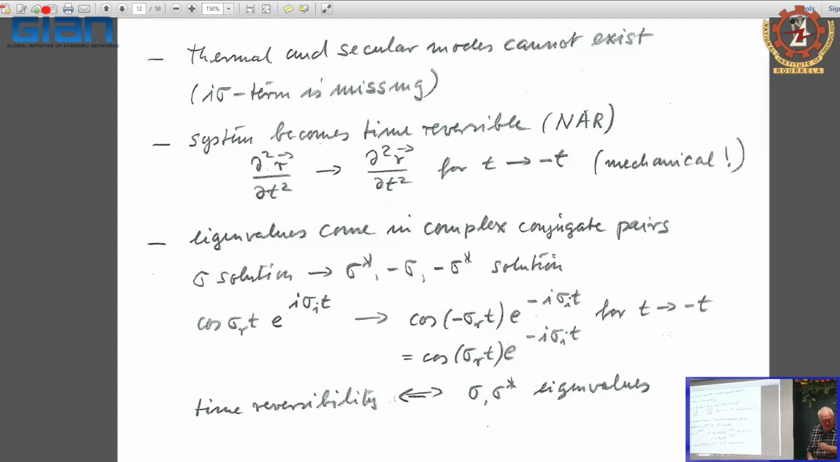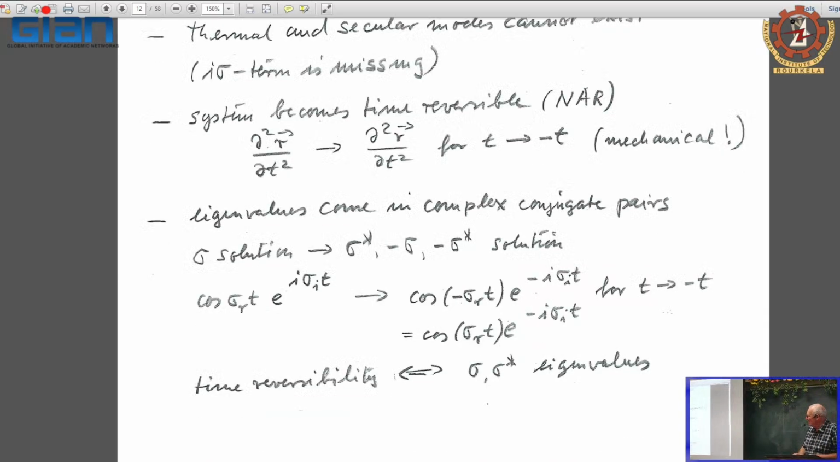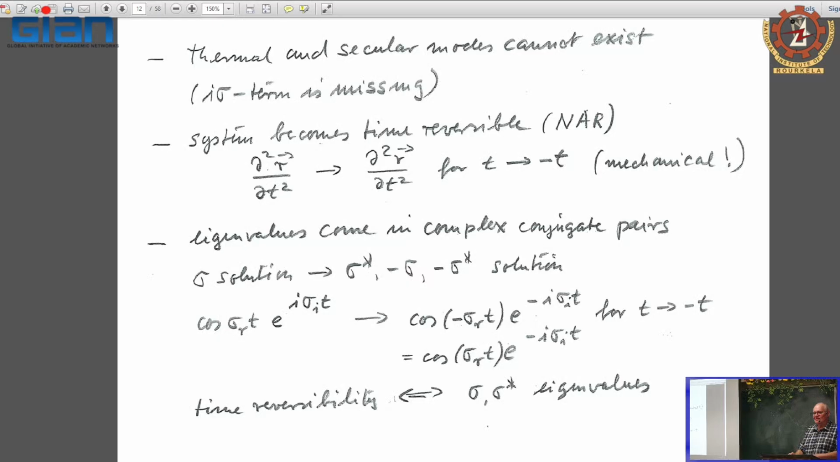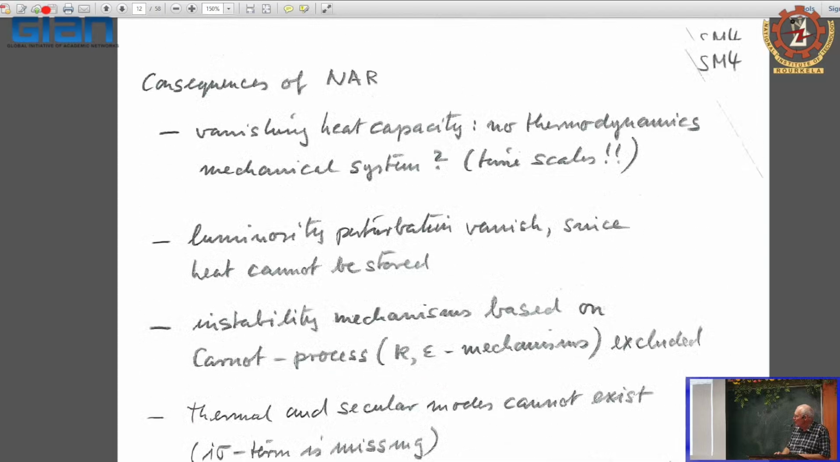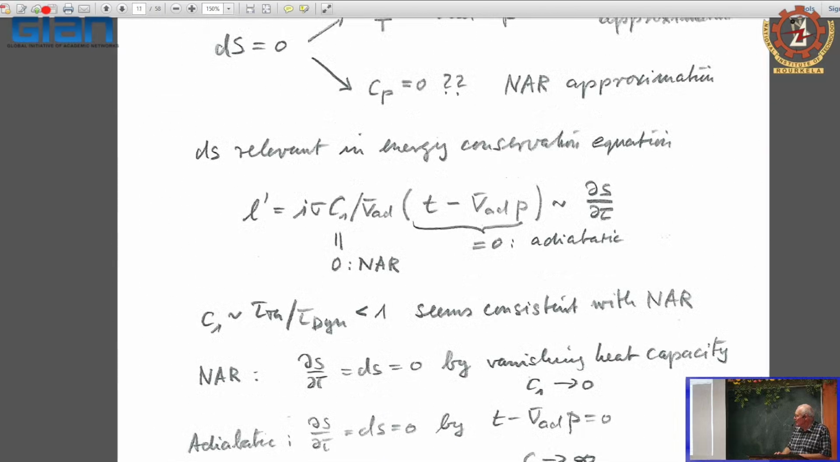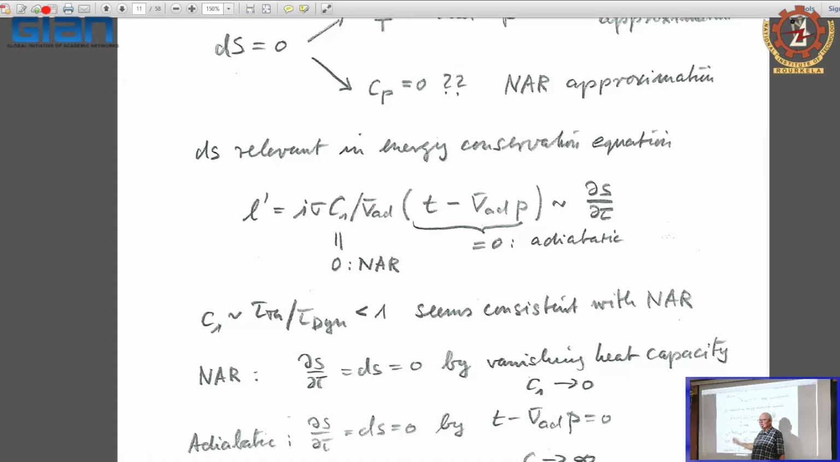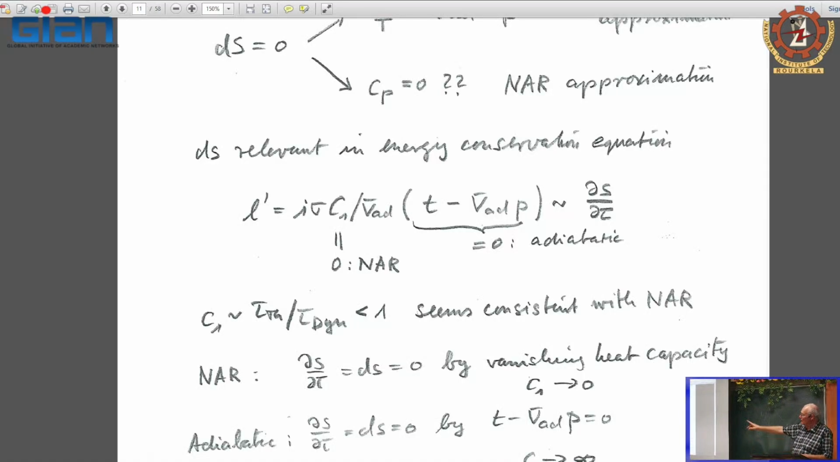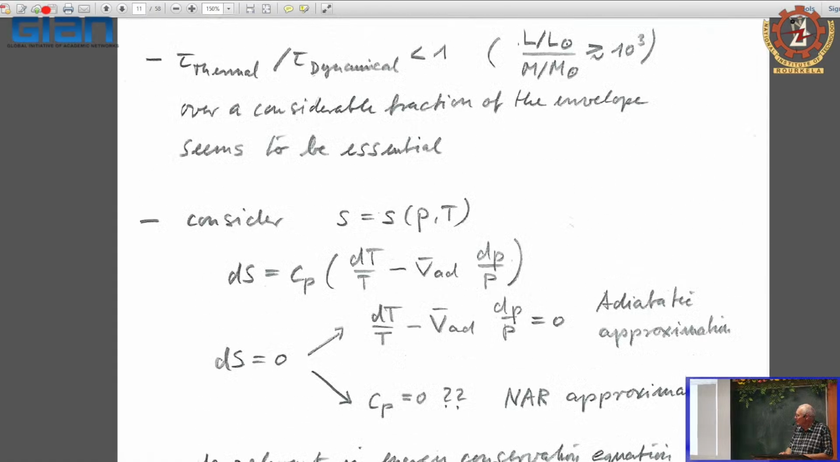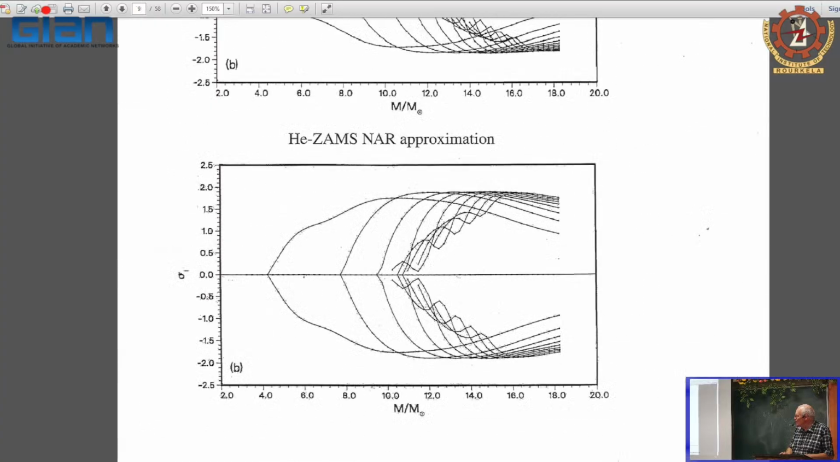Okay, now we have considered this approximation, and of course we would like to know, at least for the Wolf-Rayet stars, what is the result if, instead of the full non-adiabatic analysis, we perform an analysis where we artificially put the i sigma term equal to 0. That means in the energy conservation equation we artificially put this term to 0. So what is the result? We perform an analysis exactly the same way, but without this i sigma term. This is then the NAR approximation for our star.